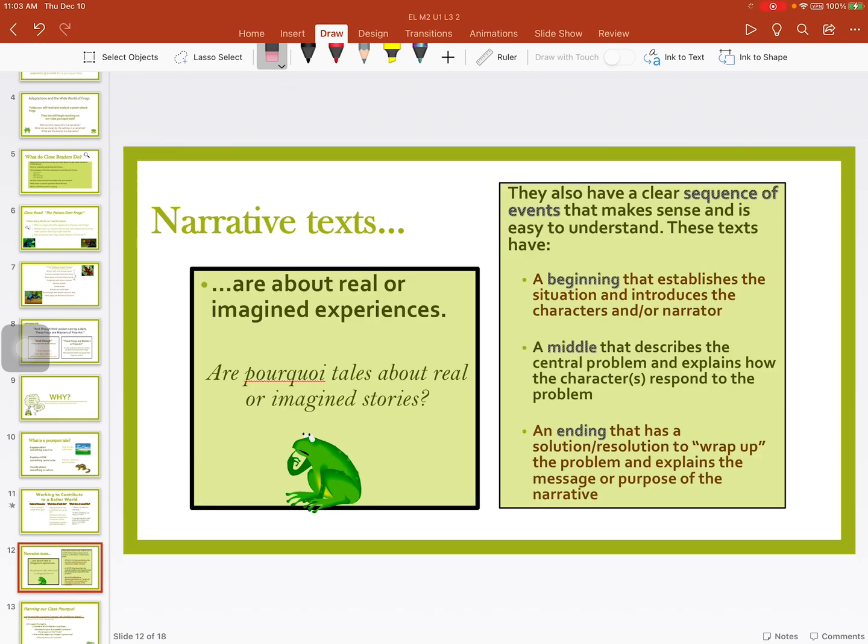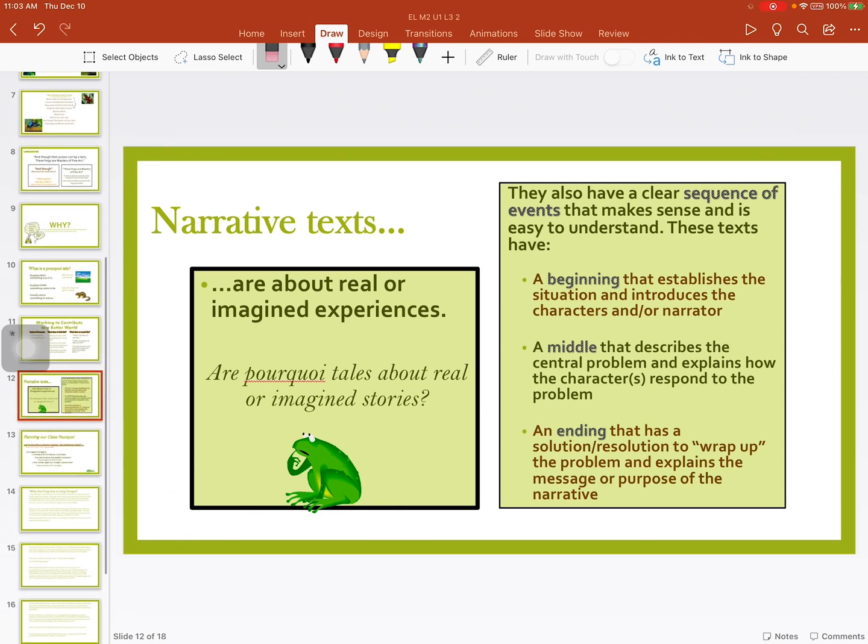Narrative texts are about real or imagined experiences. Are pourquoi tales real or imagined stories? Right, they're imagined. They also have a clear sequence of events that makes sense and is easy to understand. These texts have a beginning that establishes the situation and introduces the characters and/or narrator, a middle that describes the central problem and explains how the character responds to the problem, an ending that has a resolution to wrap up the problem and explains the message or purpose of the narrative.